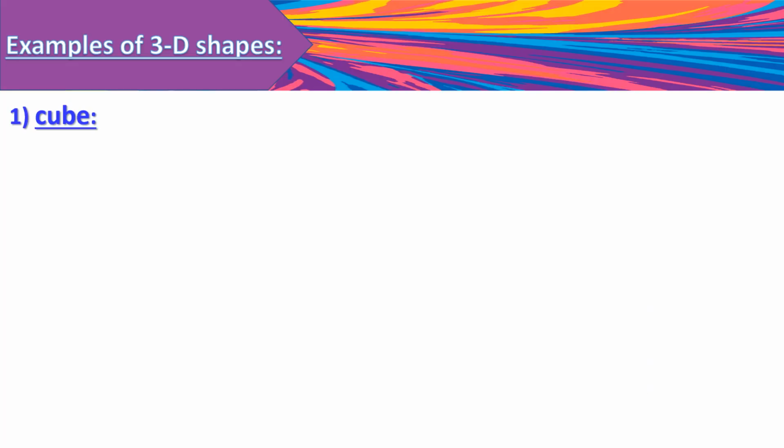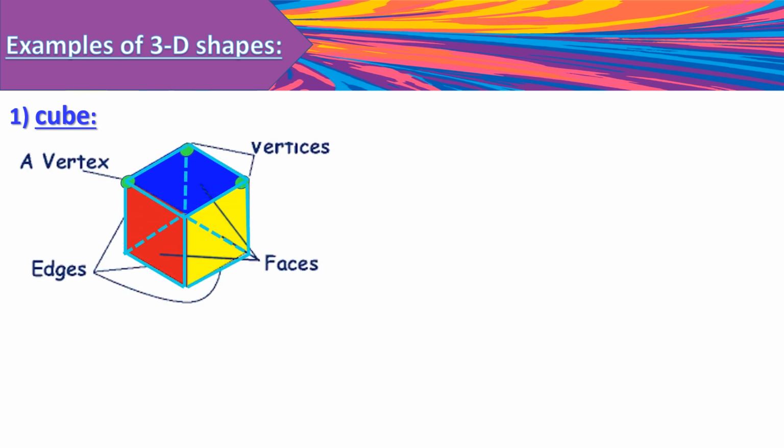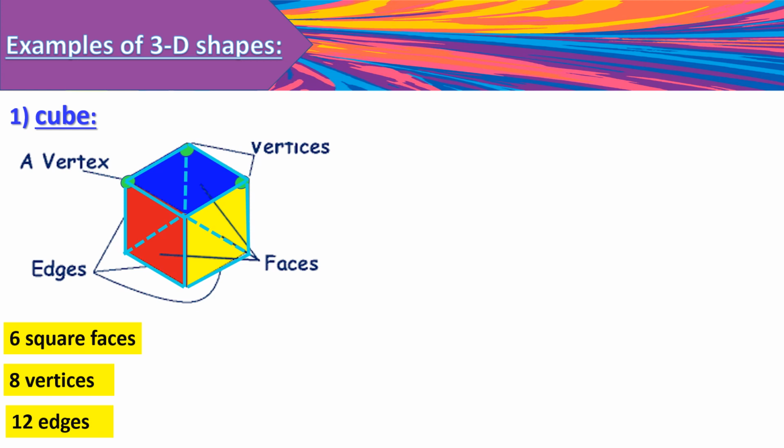Now let's start with the cube. The cube is like this photo. It has some vertices, faces, and edges. Let's count together. We have in this cube 6 faces. Any cube has 6 faces. This face is in the shape of what? In the shape of a square. So it has 6 square faces, and 8 vertices, and 12 edges.